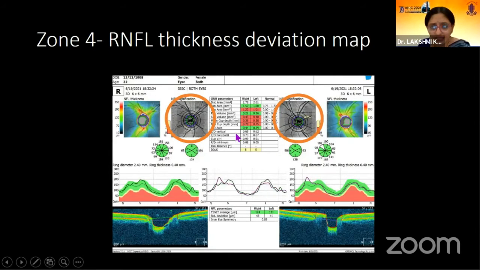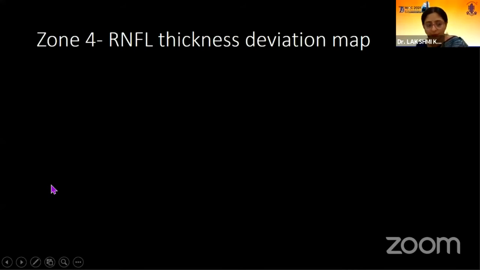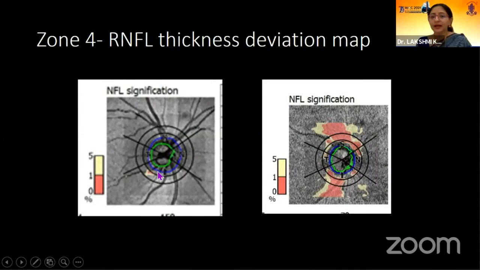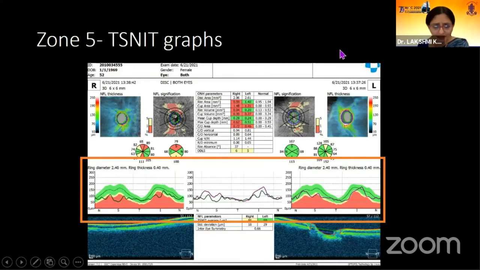So this map, the significance map, is a black and white map which shows the color coding, that is, if it's reddish or yellowish in color, it's borderline or abnormal. If it's no color, as in this case, it's normal. This is clearly abnormal. Then the TSNIT graphs.